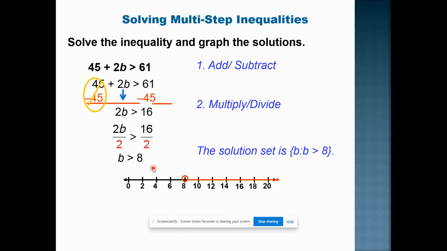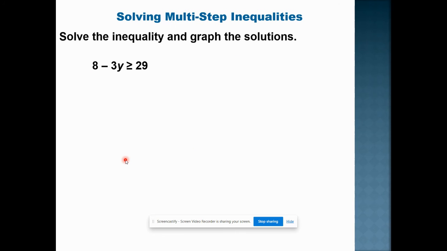If the variable is first, we can also follow the direction of the sign of the inequality. Since it's pointing this way, that means it's going to the right. But that only works if the variable is first in the inequality. Let's solve one more problem.